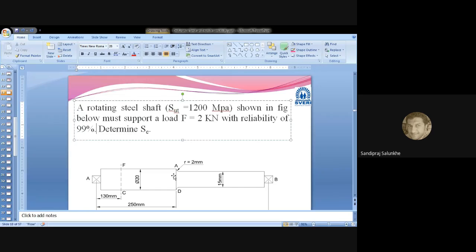As we know, while we are going to calculate the endurance limit, we are going to take into account various factors. The various factors which we are going to consider are Ka, Kb, Kc. As per the requirement, we are going to use all those factors.